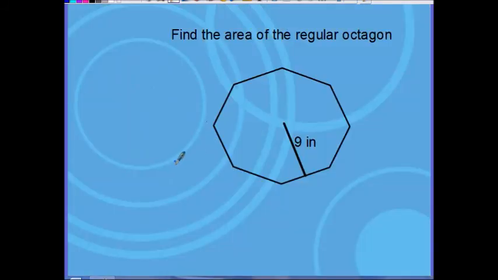Alright, so here we go. We have an example for you to try on your own, very similar to our last one. You're going to find the area of the regular octagon, given an apothem of 9 inches. Press pause and let's see what you can do.